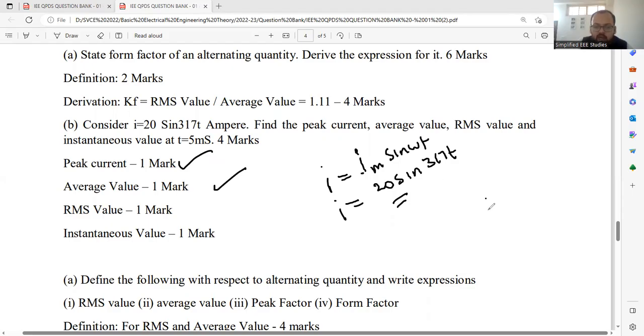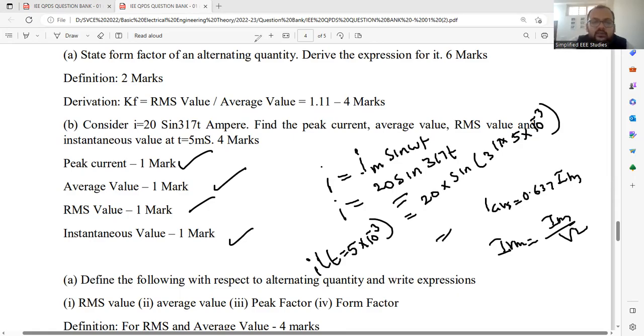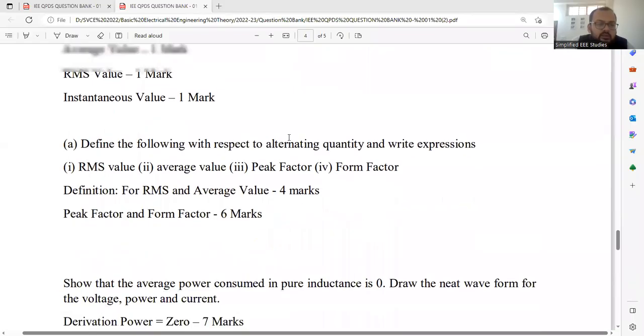The average value you can calculate. What is the formula? I average equal to 0.637 Im. You can calculate directly. Similarly the RMS value: I RMS is equal to Im by root 2. Instantaneous value means i of t. i of t is equal to 20 into sin of 317 into 5 into 10 to the power minus 3 seconds. If you put that, definitely you will get the answer. You can do it very easily.